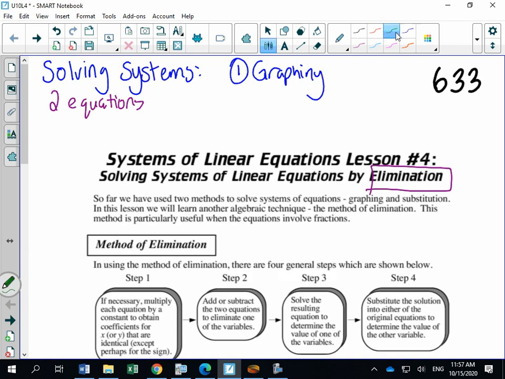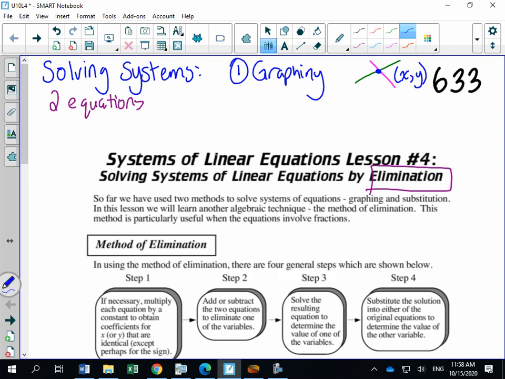And when you graph lines, the solution is where those 2 lines intersect, right? And that solution is going to give you an x coordinate and a y coordinate. But that's the solution when you graph.